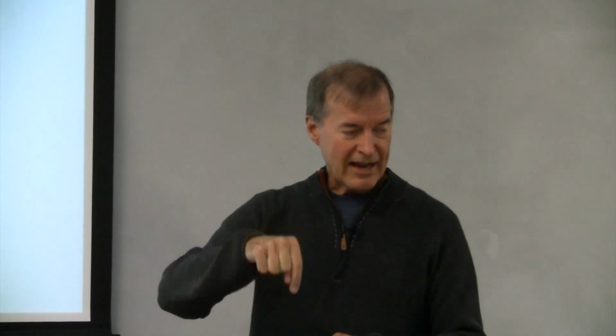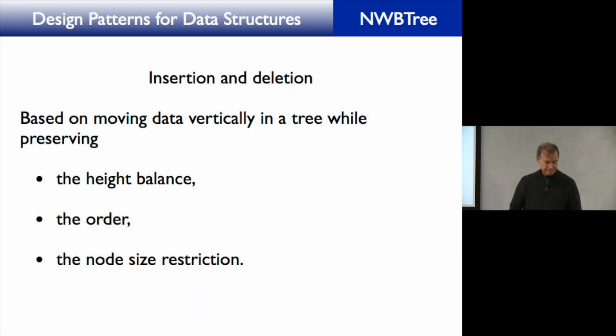And the whole idea is the same as the Sedgewick algorithm, where you go down to either insert or remove, and then you fix up on the way up. It's kind of like a generalization of what he did, but with B trees, which are specific N-way trees. So anyway, insertion and deletion is based on moving data vertically in a tree.